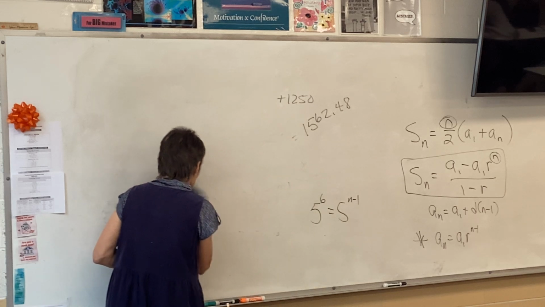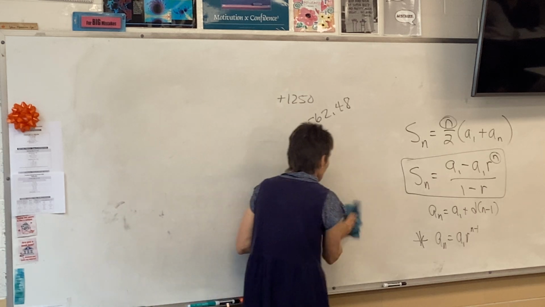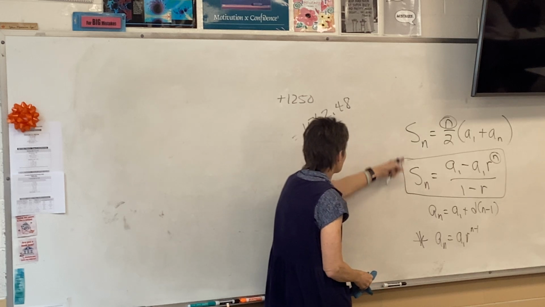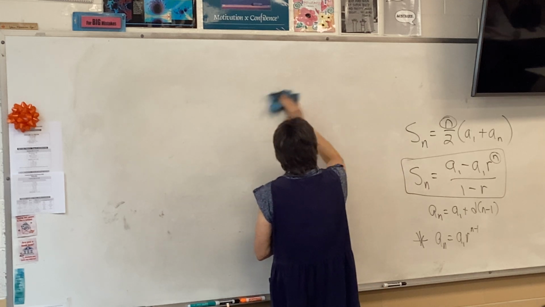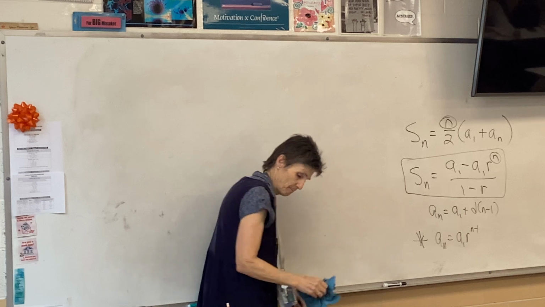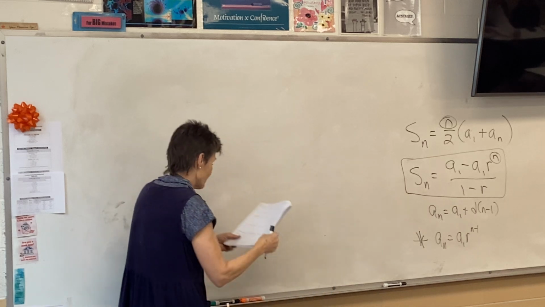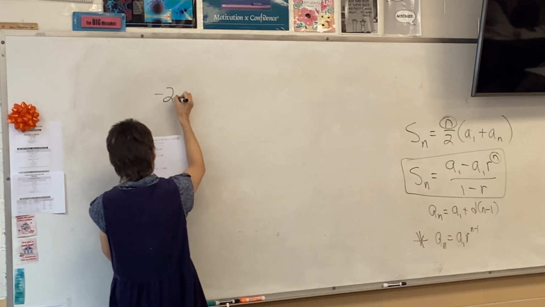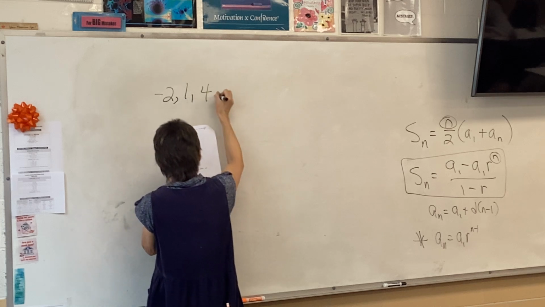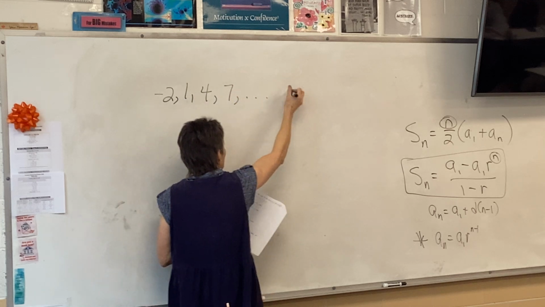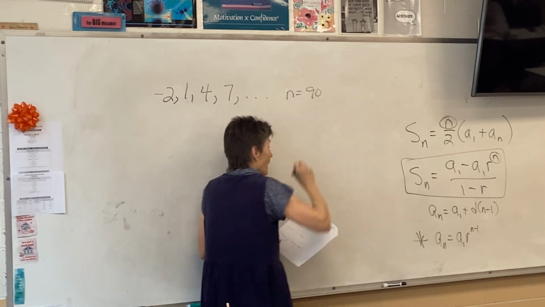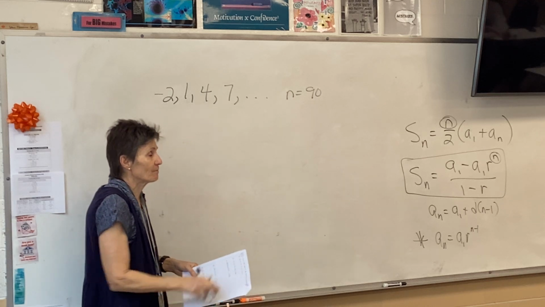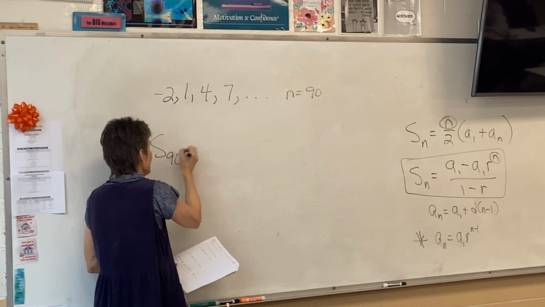Find the sum. So I know I'm going to be using one of these. These are my sum formulas. Find the sums of the first 90 terms. N is 90. I am finding the sum of the first 90 terms.